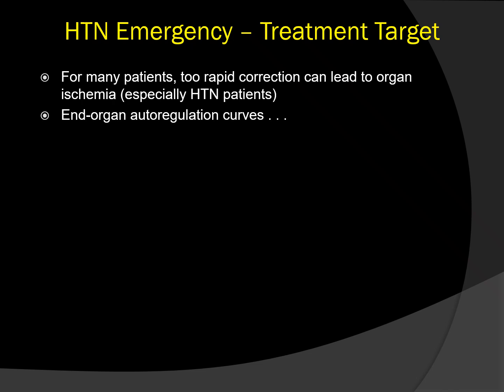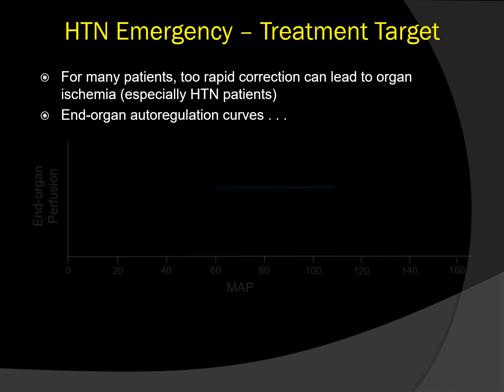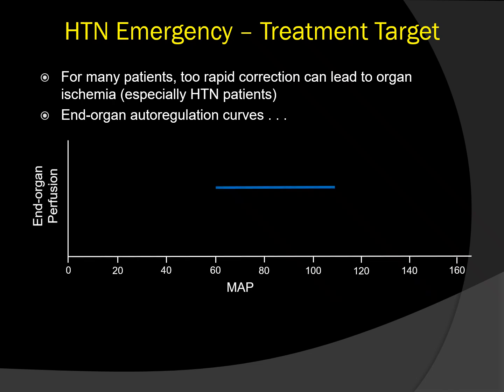Using the brain as an example, excessive cerebral perfusion is a risk for hemorrhagic stroke, and inadequate blood flow is a risk for non-hemorrhagic stroke. Let's turn our attention now to end organ autoregulation curves. On this graph, we see end organ perfusion on the y-axis as a function of mean arterial pressure on the x-axis. We can see that the end organ perfusion is well maintained over a wide range of pressures.